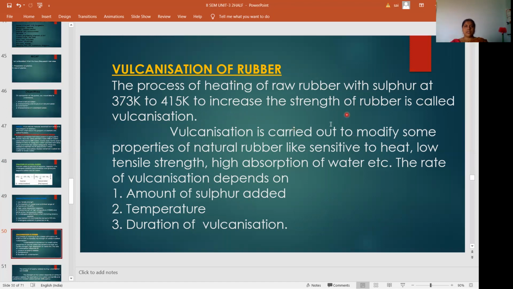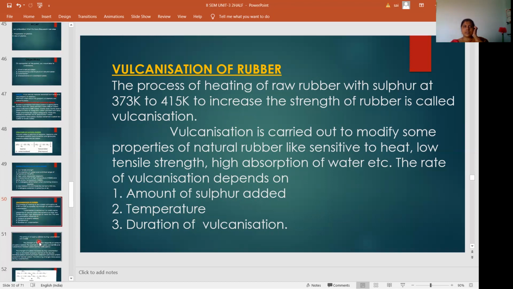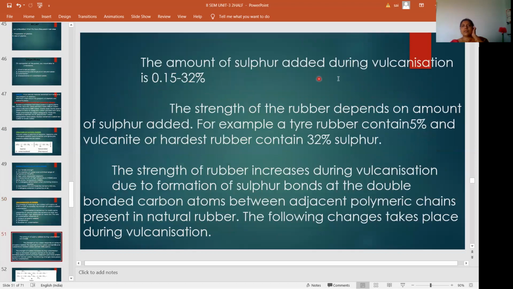This vulcanization is carried out to modify some properties like sensitivity to heat, low tensile strength, and high absorption of water. All these characteristics are modified if you do vulcanization. The rate of vulcanization depends upon three factors: first, the amount of sulfur added; second, temperature; third, duration of vulcanization. The amount of sulfur added is 0.15% as the minimum to 32% as the maximum. The strength of the rubber depends on the amount of sulfur added.